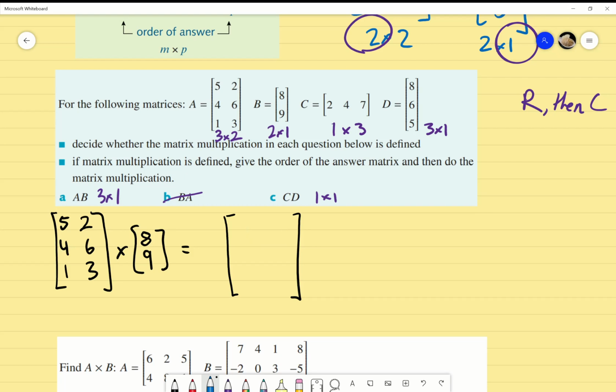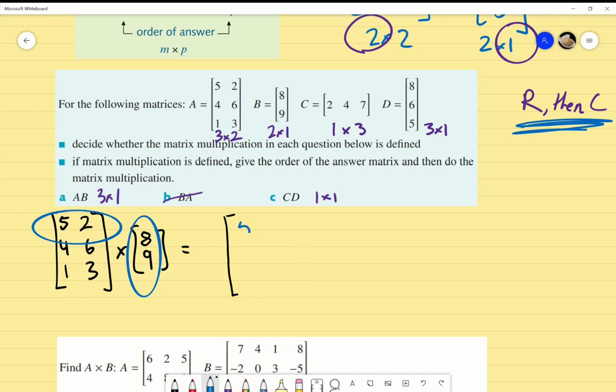I'm going to pick the row 1. There we go. Row 1, column 1. Okay, always row, then column. So pick the row and then the column. The first number I get is 5, and the second number I get is the 8. So I'm picking the first number of the first row and the first number of the first column in the second one.